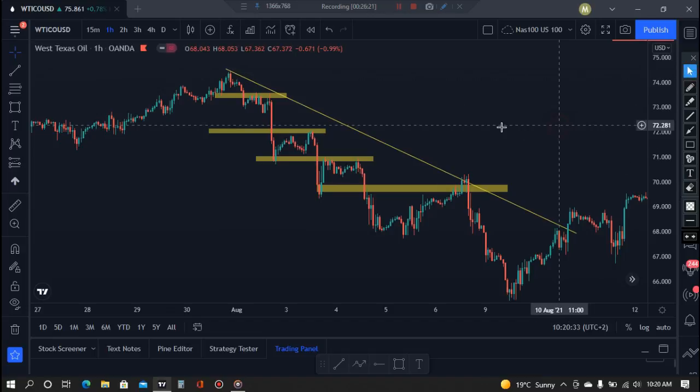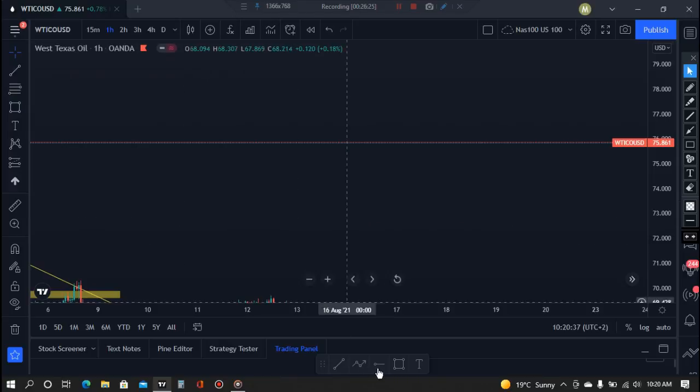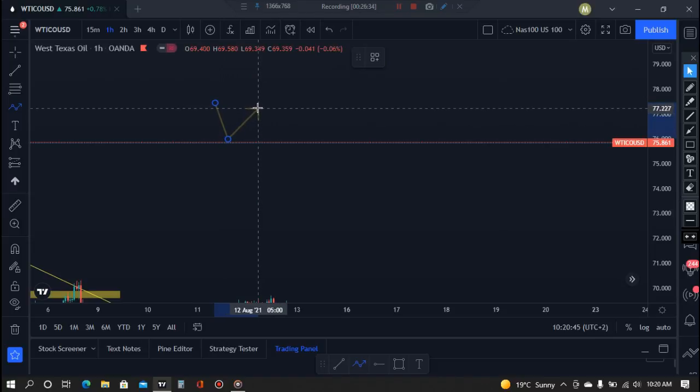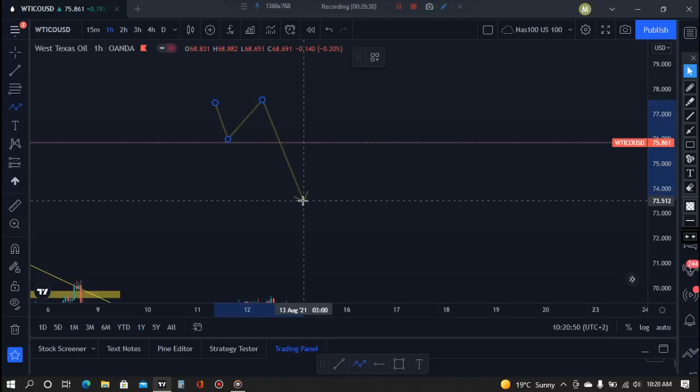Let me show you on a blank page. So the market is actually creating something like this. I just want to show you something.